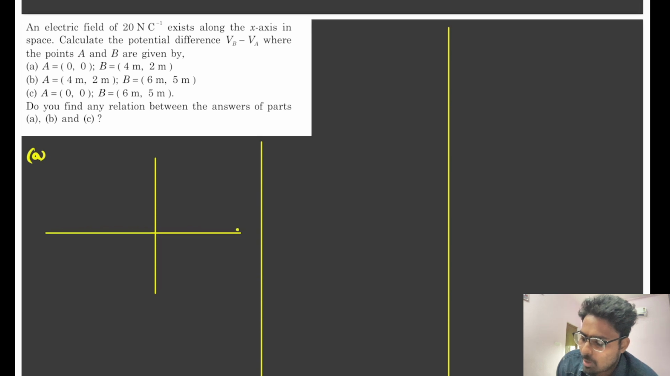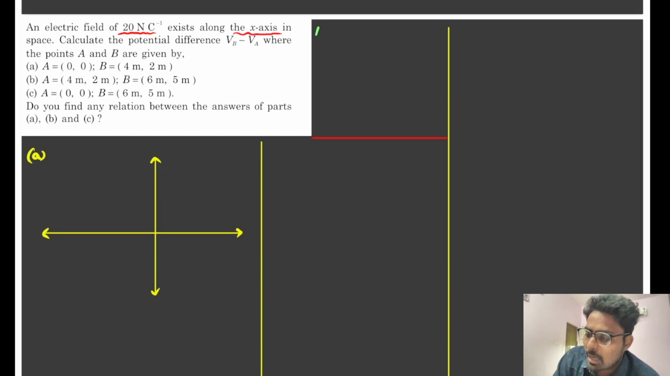This is very, very important. When they say the electric field is along the x-axis, see, one of the favorite concepts for competitive exams to ask questions from is the uniform electric field. You need to understand that the magnitude is fixed and the direction is also fixed. Both magnitude and direction are fixed.